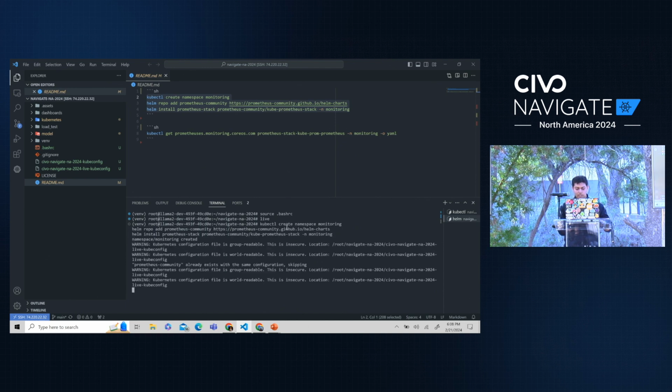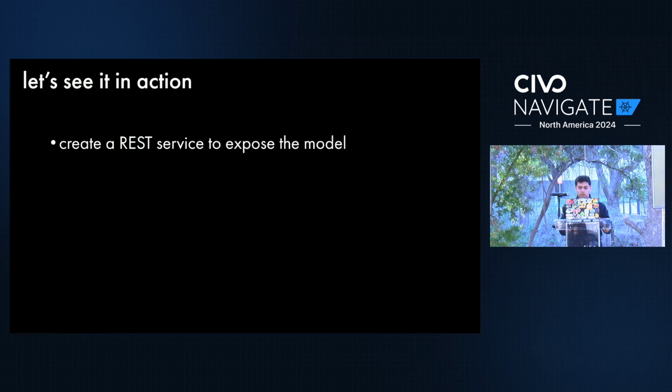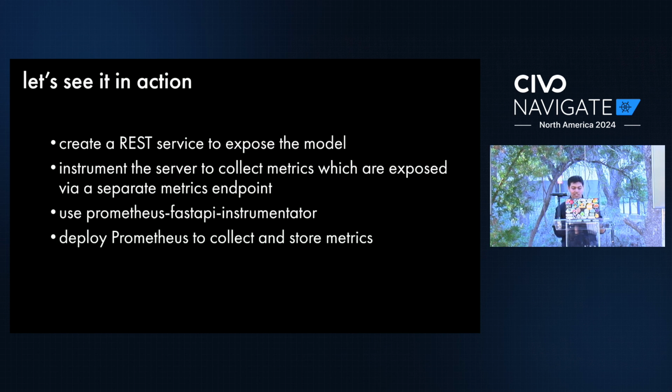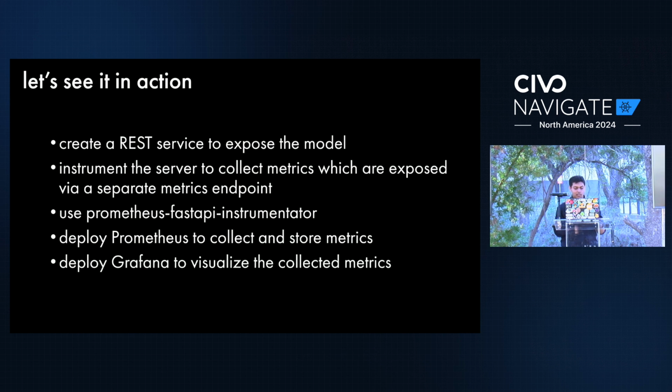And while this is happening, let's take a look at what we want to do. So super simple. We won't be talking about this. We'll create a simple REST service to expose the model. And from the Kubernetes side of things, we'll instrument the server to collect metrics, which should be exposed via a separate metrics endpoint. We'll also use Prometheus instrumentators. They have good SDK support. And we'll deploy Prometheus to collect and store these metrics, and use Grafana to visualize the metrics.